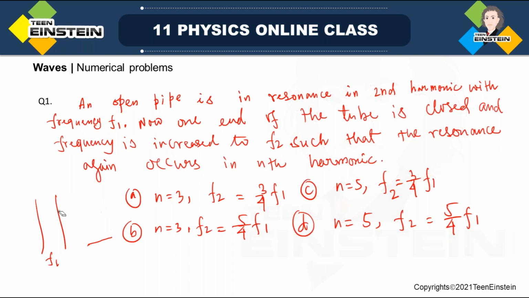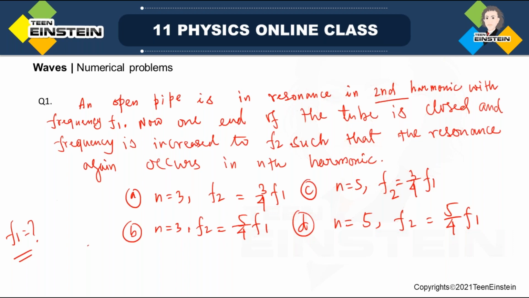Okay, let me just discuss once again the question itself. So here is one open pipe in the beginning, which is in resonance with the second harmonic, with the frequency f1. That means you will be able to easily find the value of f1, right? Resonance condition means that when the natural frequency of vibration of the tube matches f1, then only resonance will occur. So the natural frequency for the second harmonic in an open pipe will be f1. We'll solve it later. Let me just explain the problem once again.